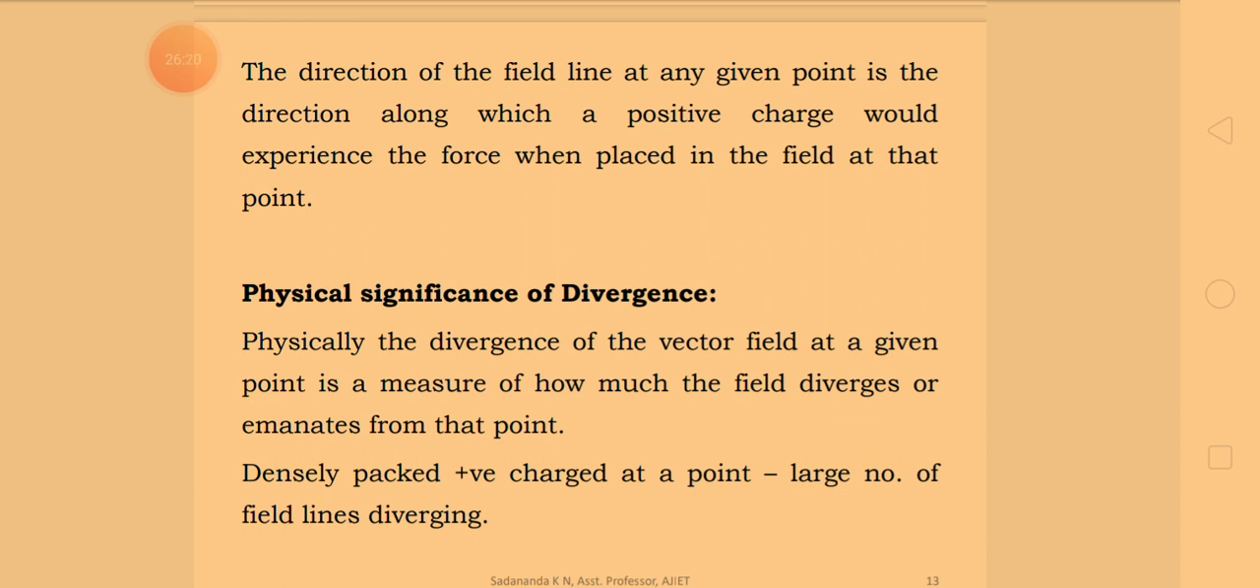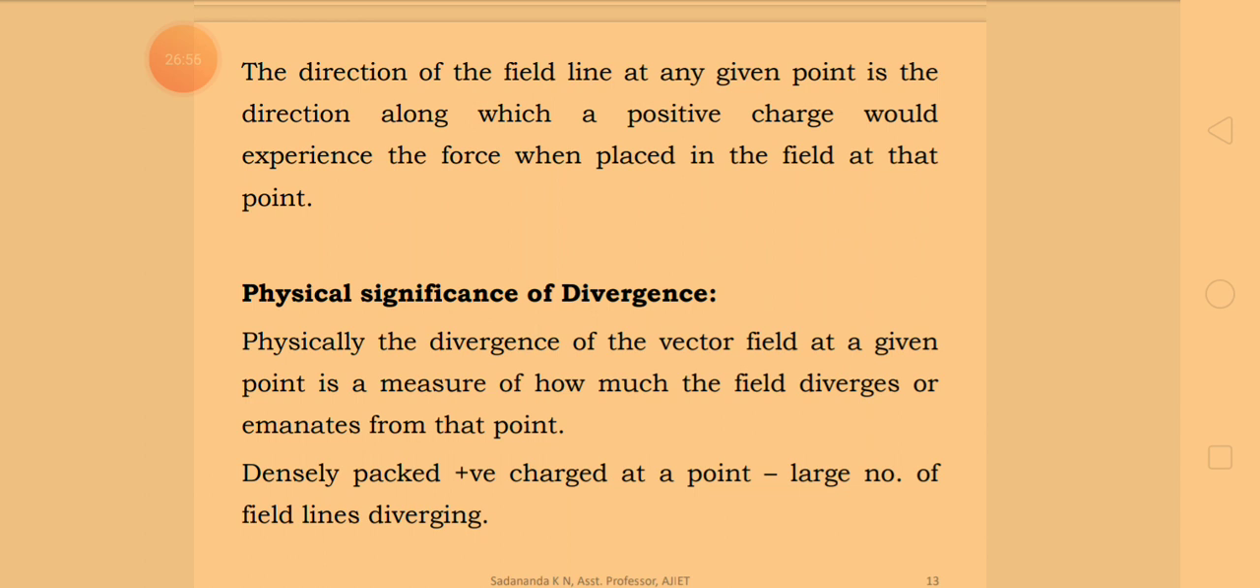The direction of the field lines at any given point is the direction along which a positive charge would experience the force. So when this charge is placed in the field, this clearly indicates the direction of the point charge when it is kept in a field. That gives the information about the direction of that particular charge when it experiences a force in the field.